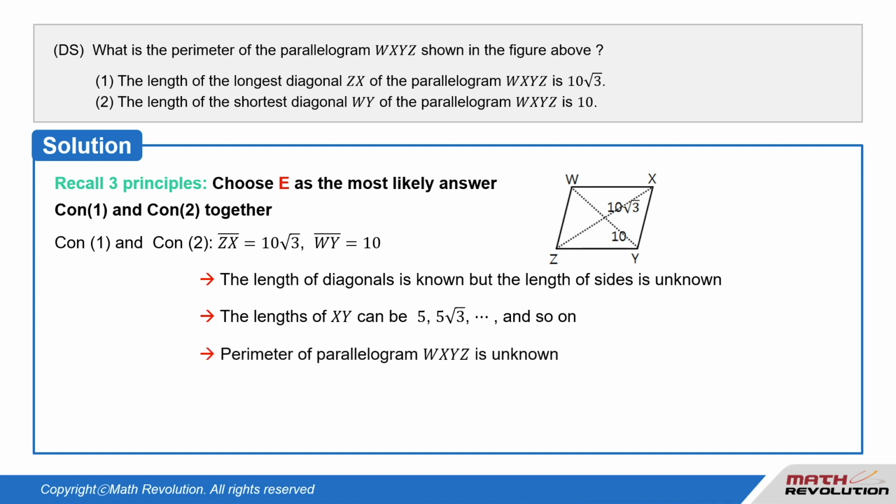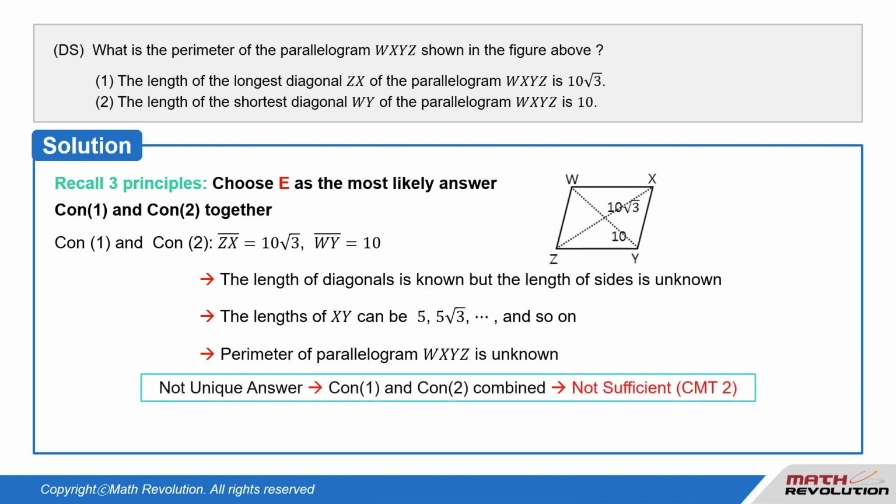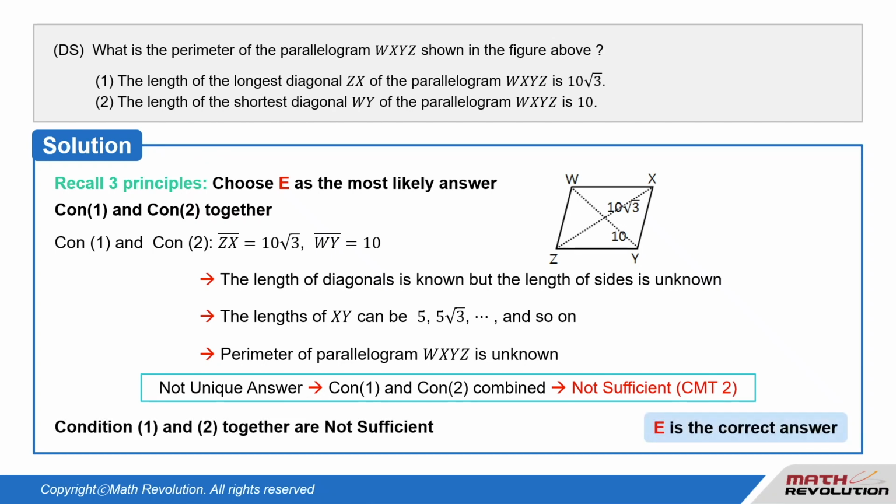Therefore, we cannot figure out uniquely the perimeter of the parallelogram WXYZ. So conditions 1 and 2 combined are not sufficient by CMT2, which means that the number of answers must be 1. This is an approximately early 40-level question. Just choose E without any hesitation on the actual GMAT. Conditions 1 and 2 together are not sufficient. Thus, E is the correct answer. Answer E.